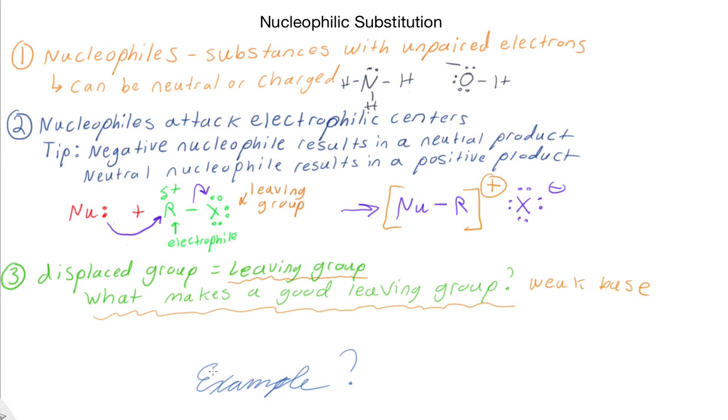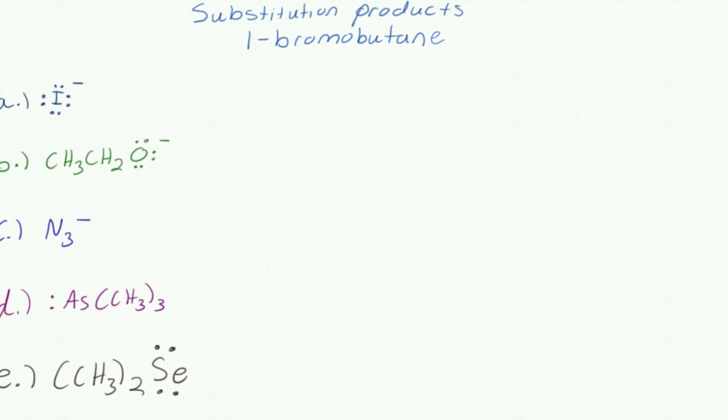So I'm going to work through an example. Okay, let's get into these examples. We have our nucleophiles, A, B, C, D, and E, each reacting with 1-bromobutane. Now, where in 1-bromobutane is our electrophile?